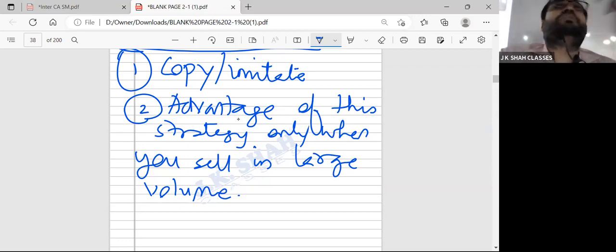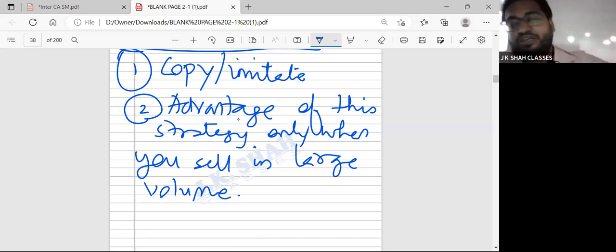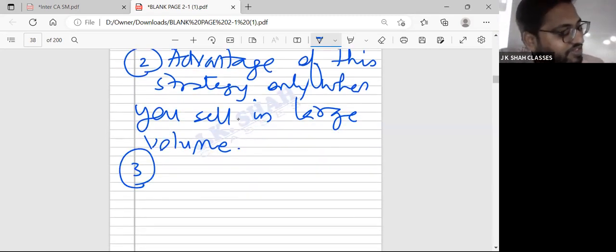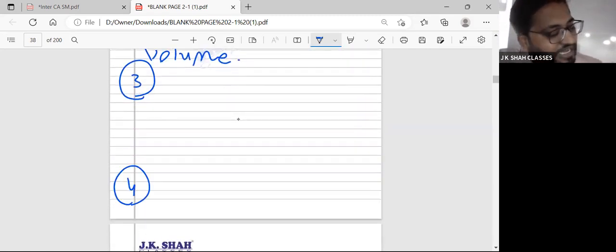Imagine there is no demand for the product. What's the point of manufacturing in bulk? Nobody would buy it. You will waste your money. So you can enjoy this strategy only when you are able to achieve high sales volume. That is the word written there. When you are able to achieve high sales volume. Third point, I will not write, I will verbally say. First, 4th point.